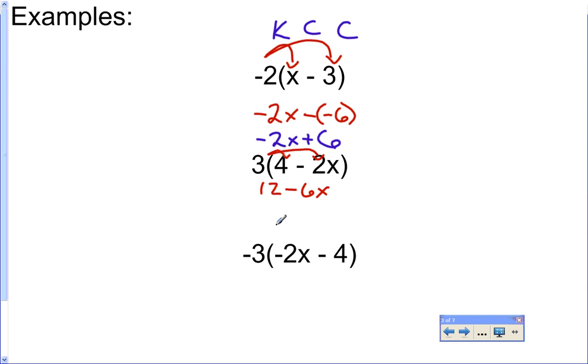All right, let's look at the next example. We're going to take the -3 and distribute it inside the parentheses. Everybody inside the parentheses is going to get multiplied by -3.